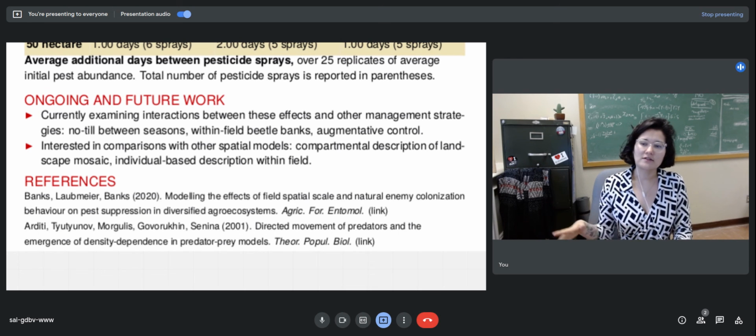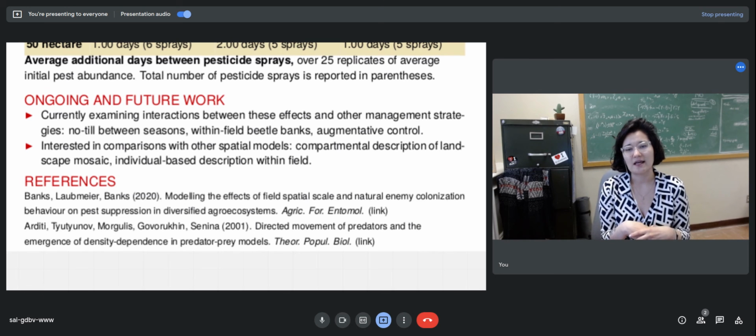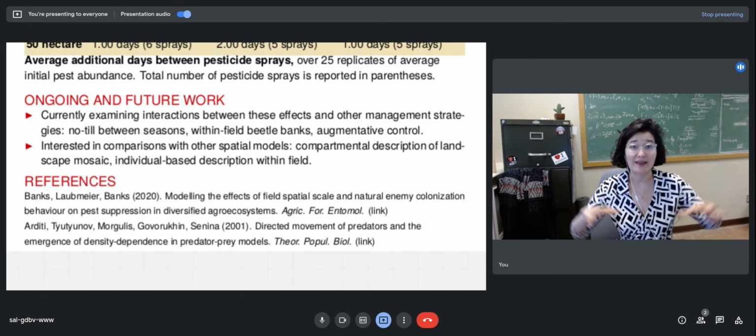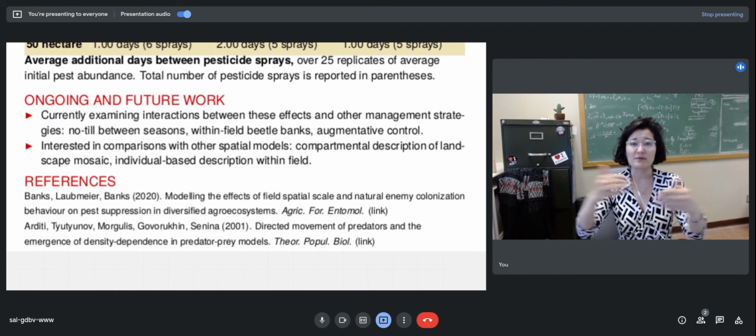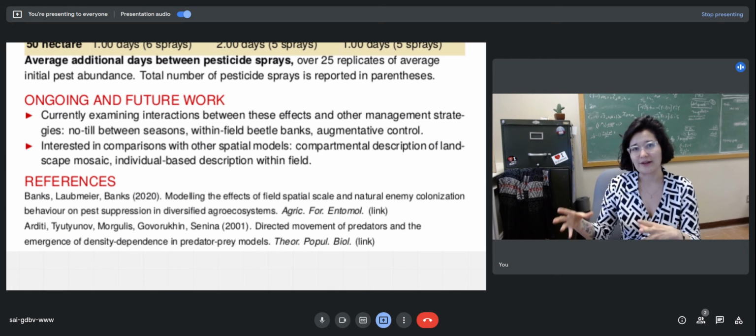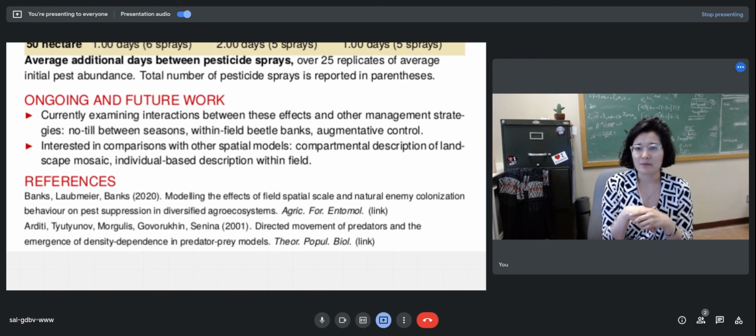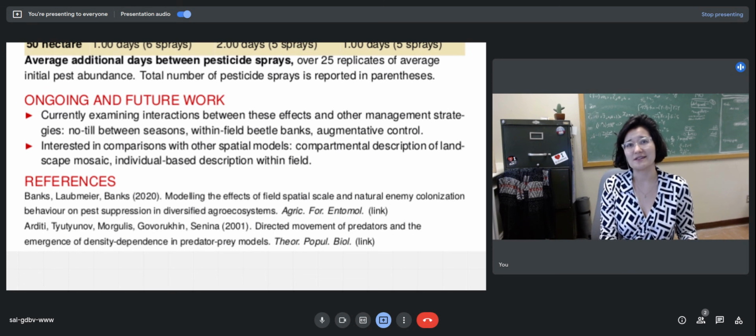And then long term, we'd be interested in looking at comparisons between our results and different types of models. One would be looking at a compartmental description where we think about that landscape mosaic and how there might be different fields next to each other. There could be movement between those fields, or natural habitats breaking up those fields. And then we could also compare to an individual-based description of how predators move within these fields and see what happens.